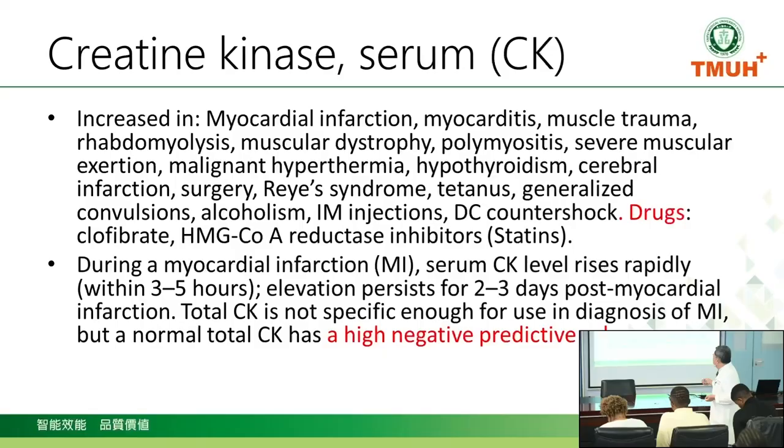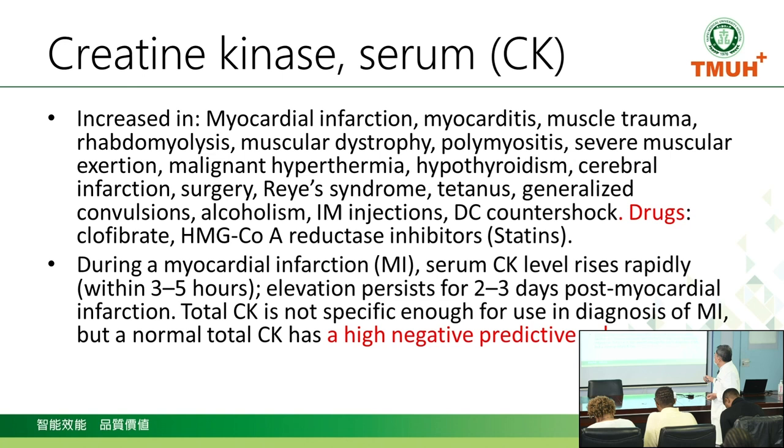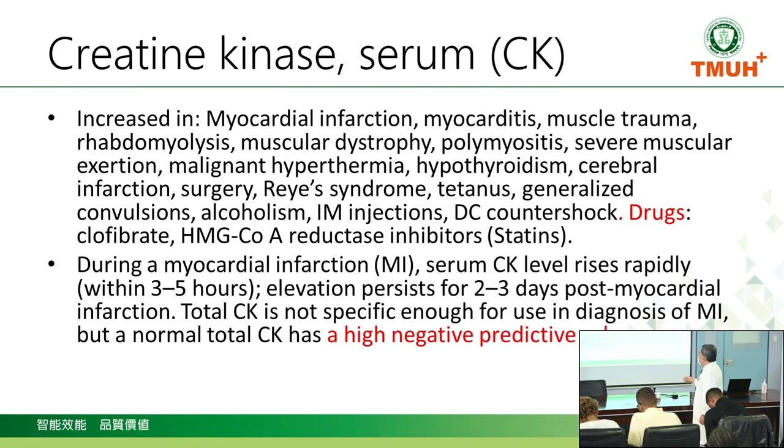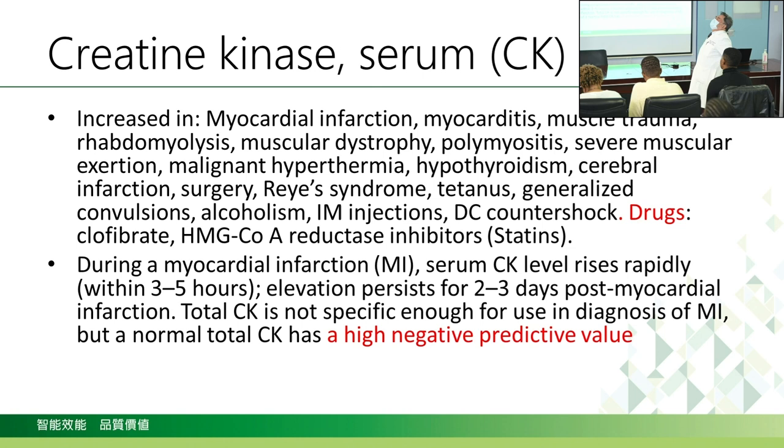CK increases in heart and in skeletal muscle, so CK increases everywhere. Myocardial infarction, myocarditis, muscle trauma, rhabdomyolysis, muscle destruction, polymyositis. If you run a marathon, CK will become high. Severe muscle exertion, marine hypothermia. If I exercised too much yesterday and check my CK, it becomes high. Also convulsion, tetanus.